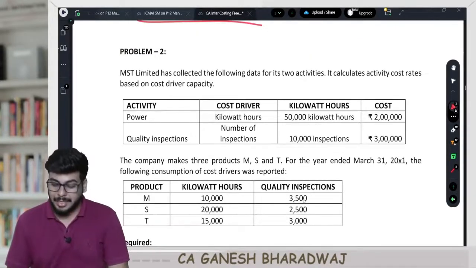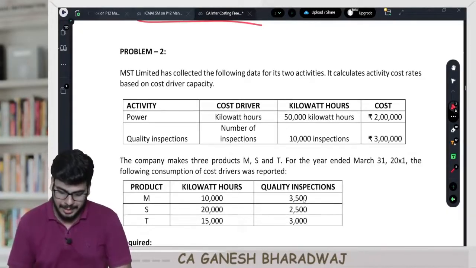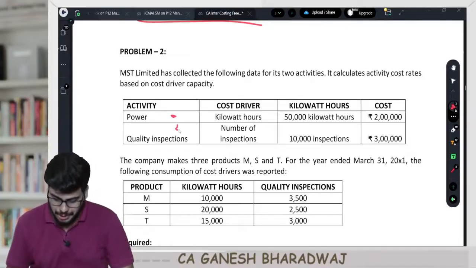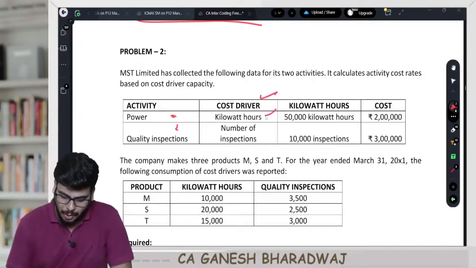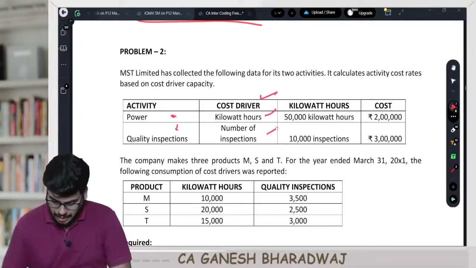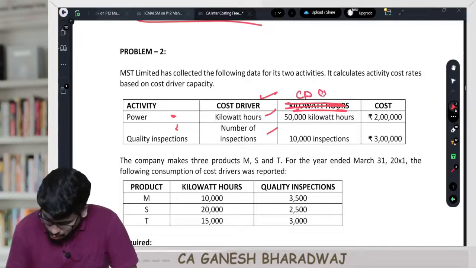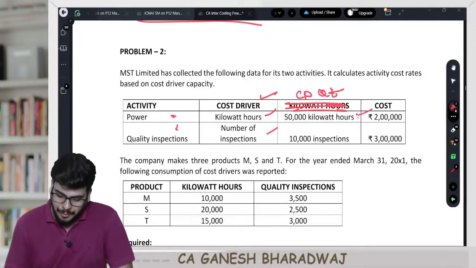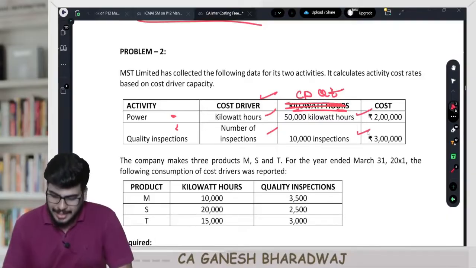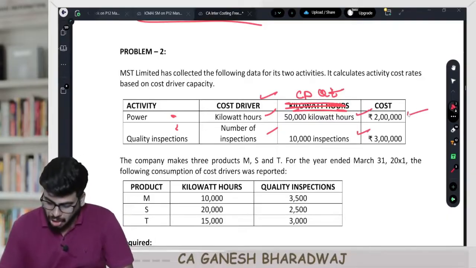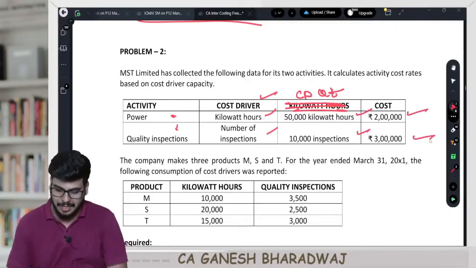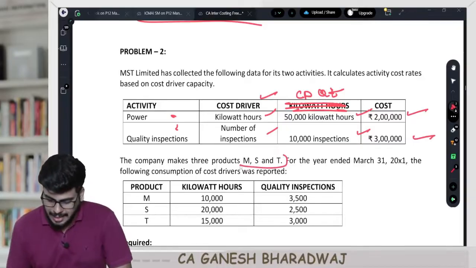MST Limited has collected the following data for its 2 activities. It calculates the activity cost driver rates based on the cost driver capacity. Now look at this: power and quality inspections. These are the 2 activities. They are driven by kilowatt hour and number of inspections respectively. So this is not kilowatt hours, this is cost driver quantity. There are 50,000 kilowatt hours budgeted and 10,000 inspections budgeted, and the cost pool is 2 lakh and 3 lakh respectively. The company makes 3 products, M, S and T.